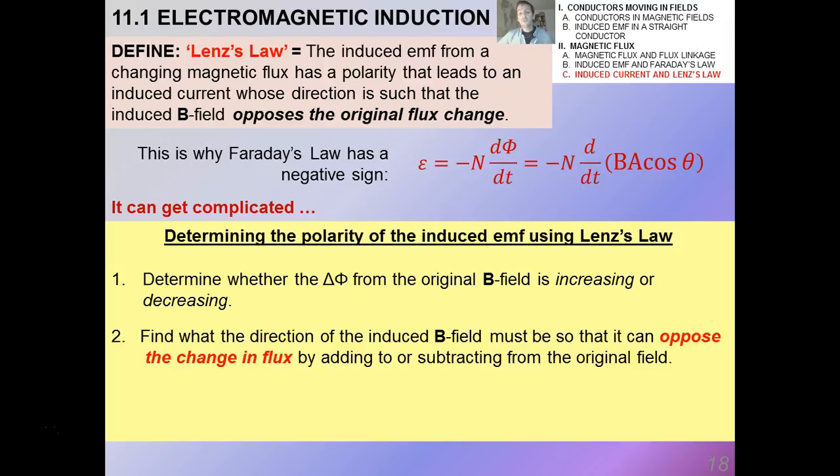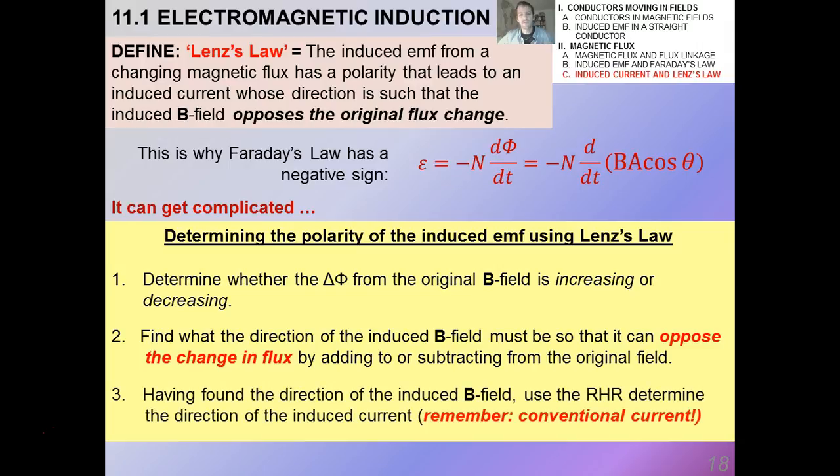Number two, find out what the direction of the induced B field is so that it can oppose the change in flux. In other words, if your flux is decreasing, the induced B field must be in the opposite direction of the original B field, because it then has to serve to increase the original flux change. We'll do examples of this, so don't worry about that. It does so by adding to or subtracting from the original field. Number three, once you've found the direction of the induced B field, use the right-hand rule to determine the direction of the induced current. And remember, we're going to use conventional current to keep things simple. It's fairly easy if you keep these three things in mind.